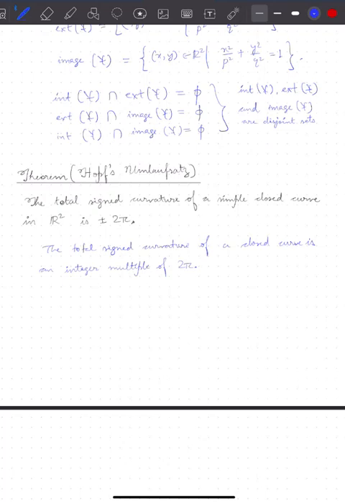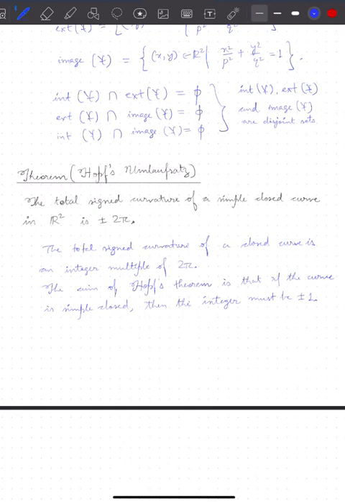Right? And so the aim of Hopf's theorem is that if the curve in R2 happens to be simple closed, then the integer must be plus minus 1. So that's what it is, right?